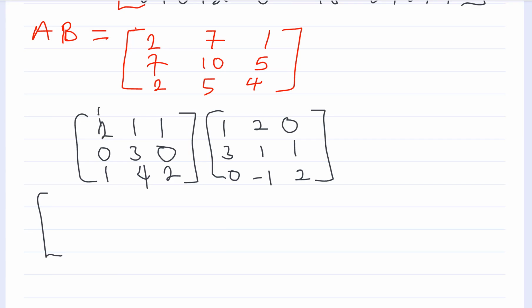1 and 2 times 1, 2, plus 1 times 3, 3, plus 1 times 0, 0. Are you seeing what I'm doing there now? So then we go again. 2 times 2, 4. 1 times 1, 1. 1 times negative 1, negative 1.